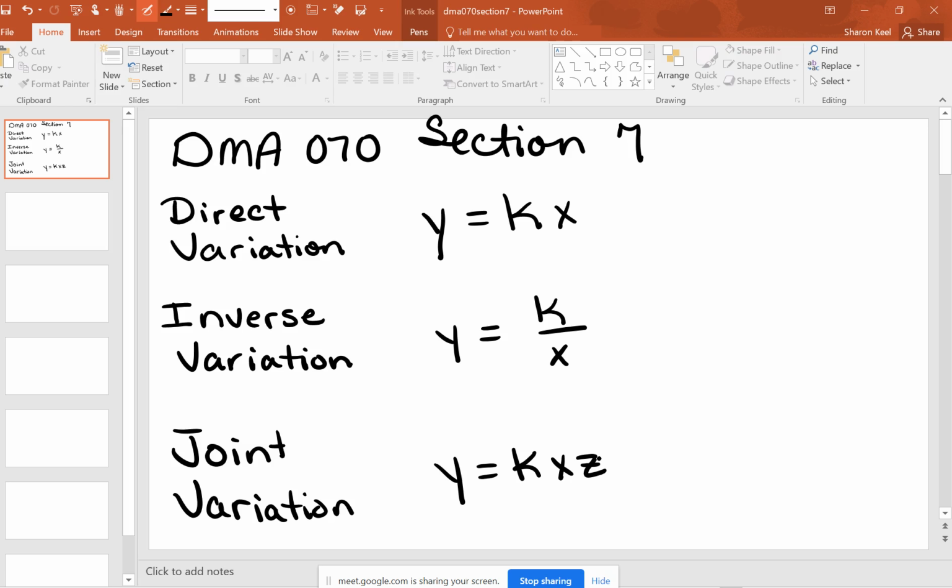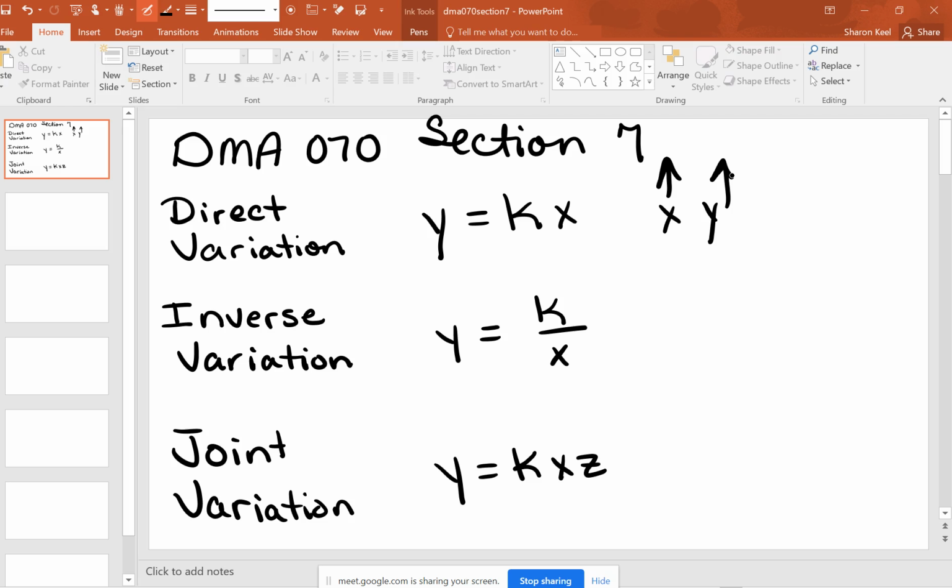So variations are when we look at comparisons of two quantities and we look at their relationships. When we have the direct variation, we have quantities where if one increases, the other increases. So if x goes up, y goes up. So as x increases, y will increase. And the same thing, if x decreased, y would decrease.